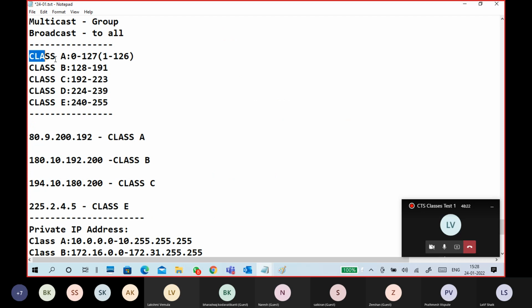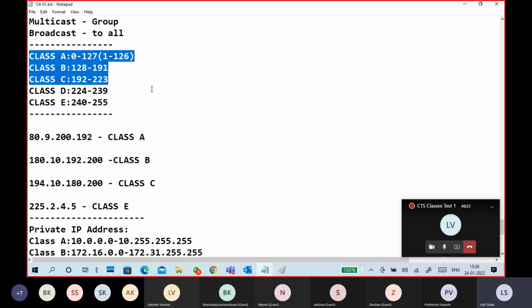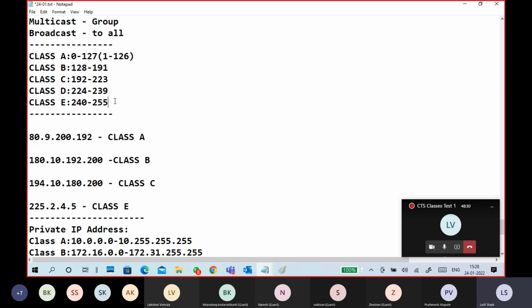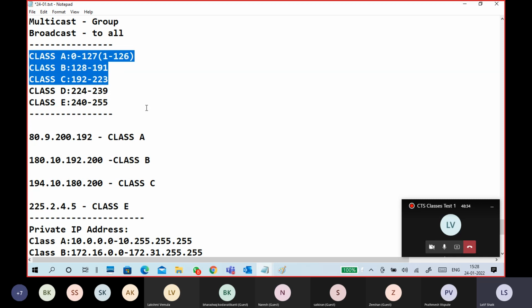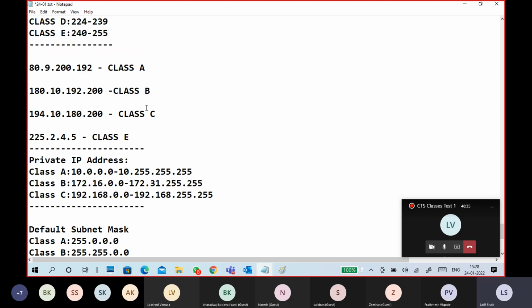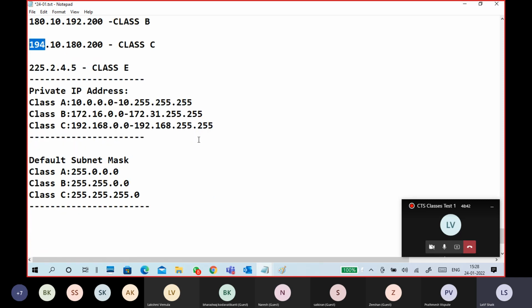Class A, class B, class C are unicast IP addresses. We use class A, class B, class C only, because class D is multicast and class E is for R&D kind of stuff, so we don't use it. How to identify any class is based on the first octet. We have to identify the classes.